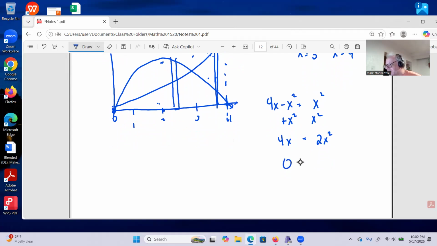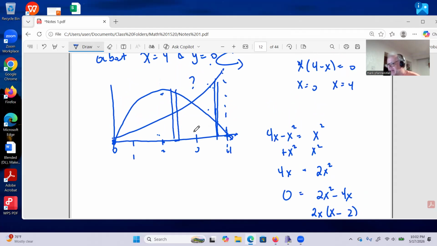So we have 0 equals 2x squared minus 4x. The first thing I'm going to do is pull out a 2x, and what's left is x minus 2. So we know they intersect at 0, because 2x equals 0 gives x equals 0, and x minus 2 equals 0 gives x equals 2. This is a crummy picture, but that's where they intersect.